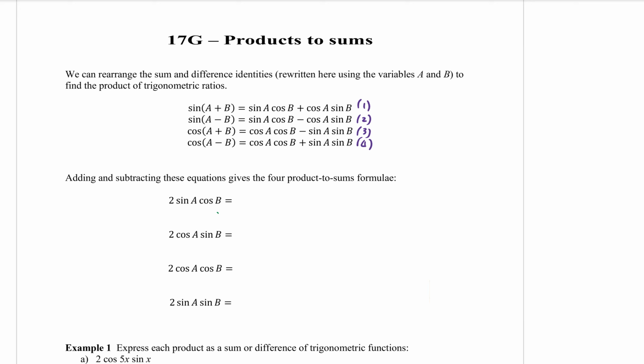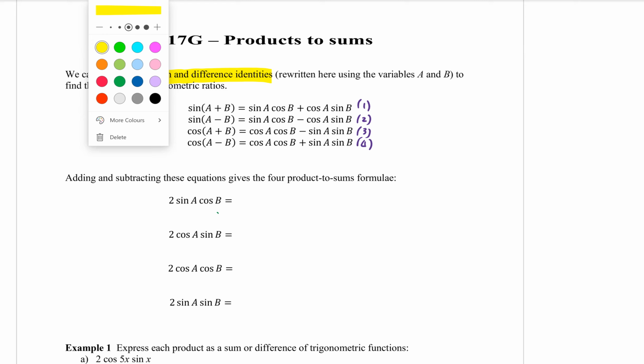What we want to do today, it says here at the top of the page, is rearrange the sums and difference identities that are written below using A and B to find the product of trigonometric ratios. These four formulas at the top of the page are four of the compound formulas that we learnt earlier in this chapter, and I have numbered them 1, 2, 3, and 4. And we're going to do some really cool kind of simultaneous equations with these to make some new equations.